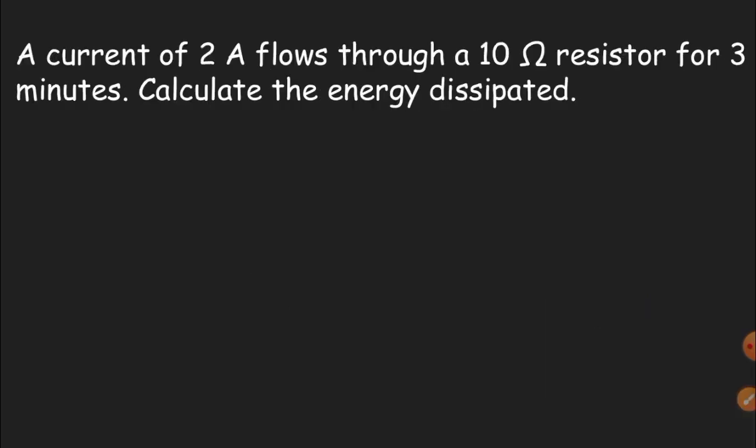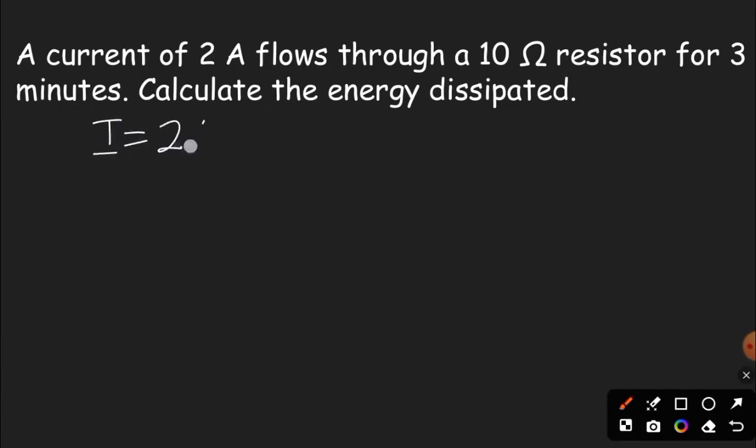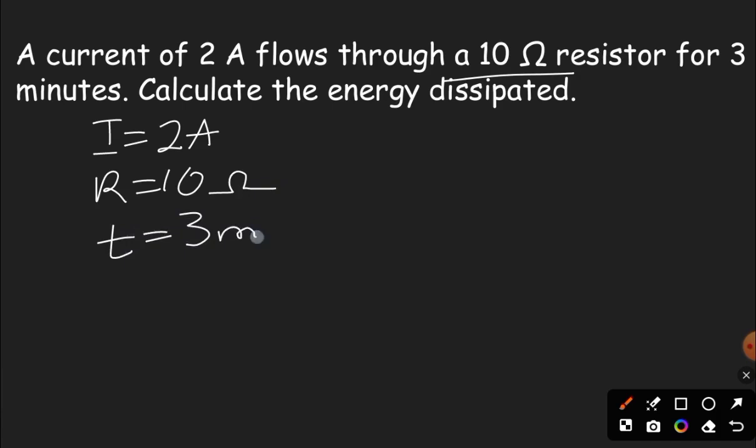Now pause the video and then try this. A current of 2 ampere. So I have a current to be 2 ampere flows through a 10 ohm resistor. Our resistance will be 10 ohms. For a time of 3 minutes.